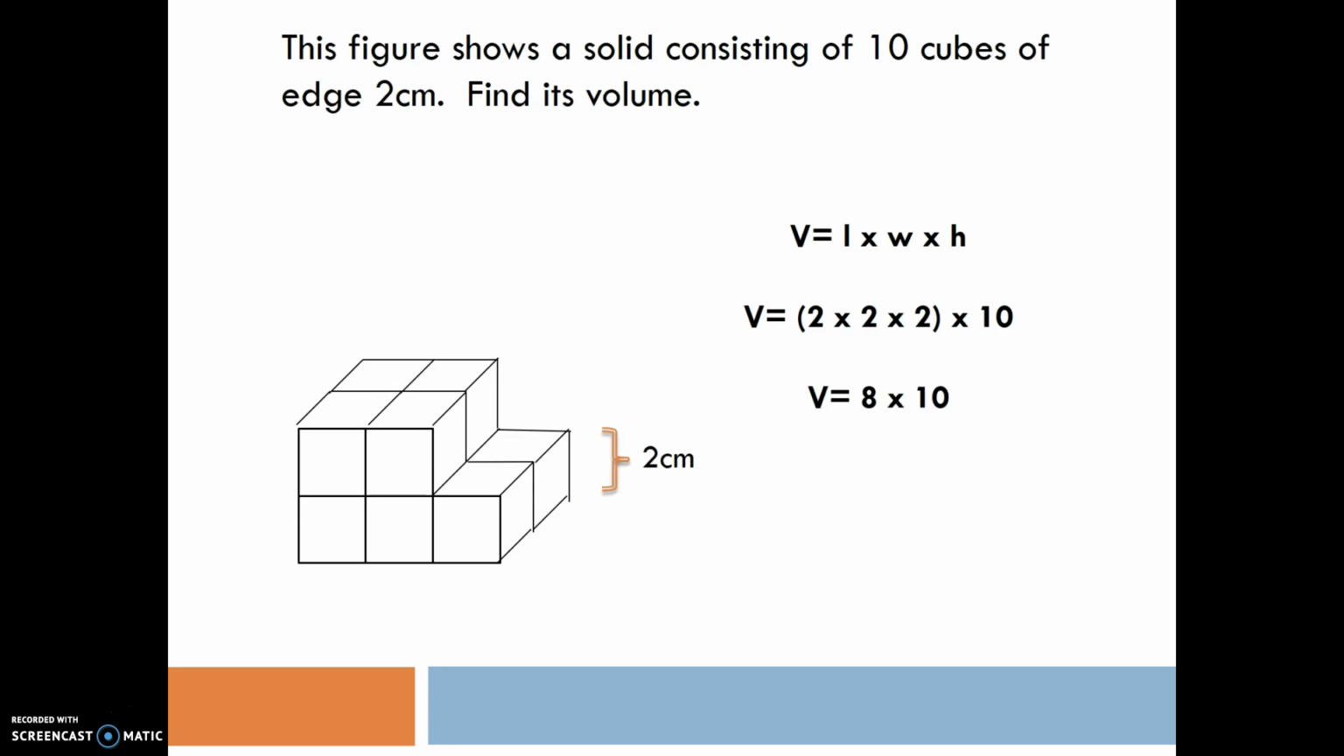And our volume of 1 cube is going to equal 8. 2 times 2 times 2 is 8. And if we multiply that by 10, we're going to get 80 centimeters cubed.